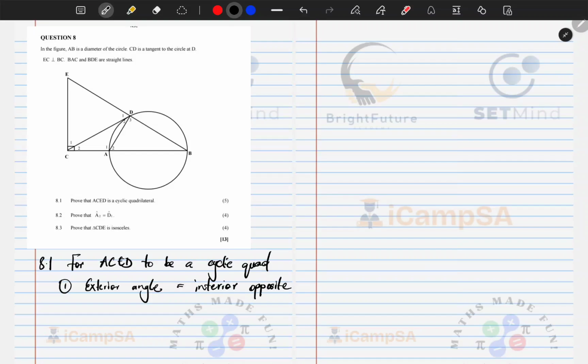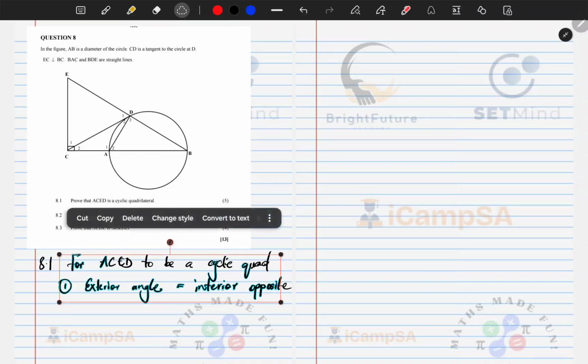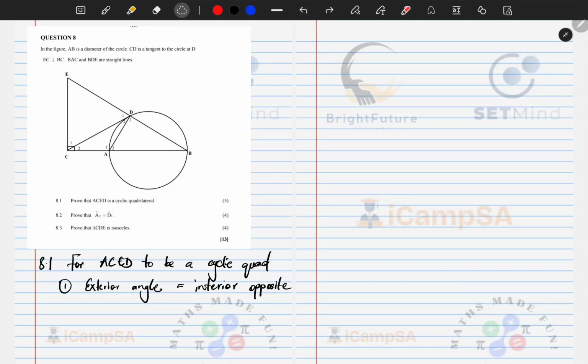It's going to be equal to the interior opposite angle. So let's just write this neatly. Okay, now we can just write. So the first condition is that your exterior angle should be equal to the interior opposite angle. And then the second condition should be the opposite angles are supplementary, right?